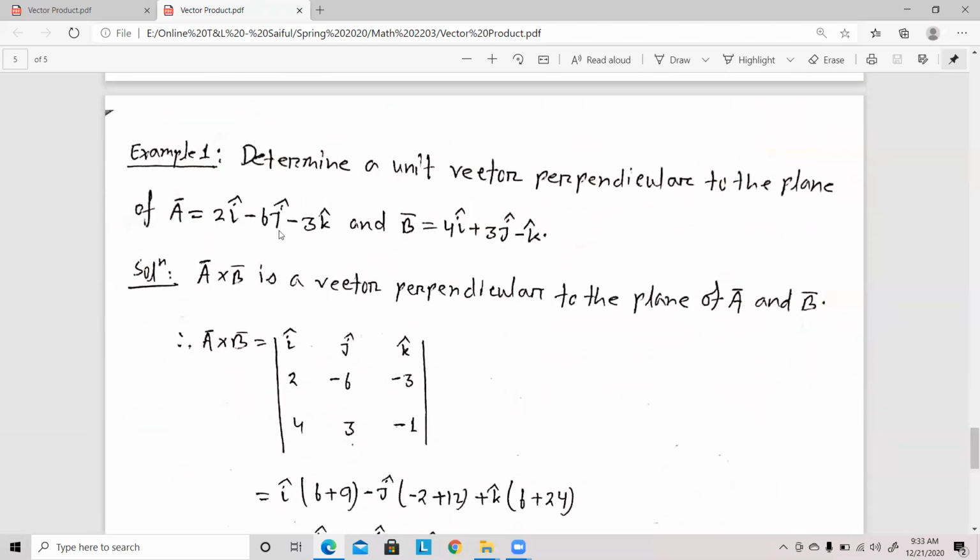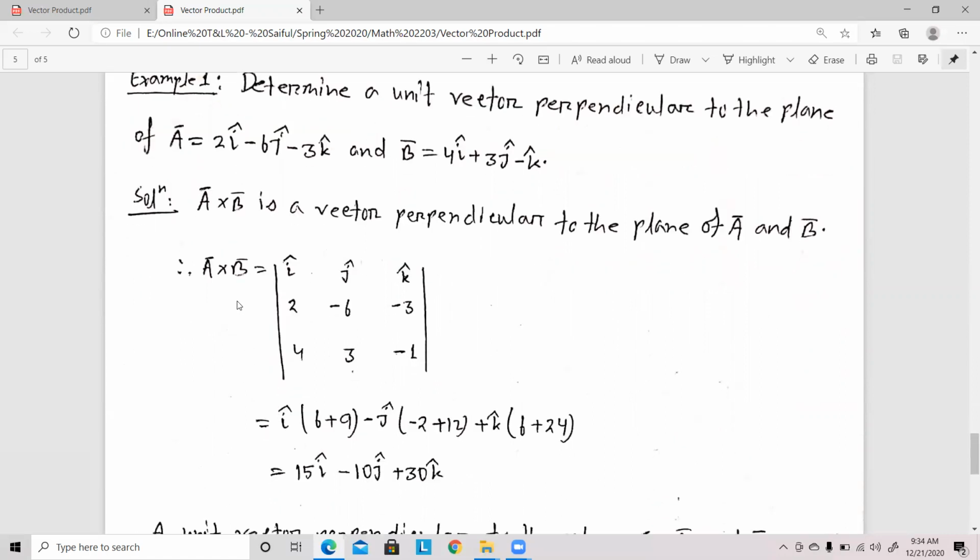Here given an application: determine a unit vector perpendicular to the plane of A and B. That means we have to find a unit vector, a vector which is perpendicular to a plane. That plane contains the vectors A and B. That's why we have to find A cross B, and finally we have to find the unit vector of A cross B to get the solution. So at first, A cross B.